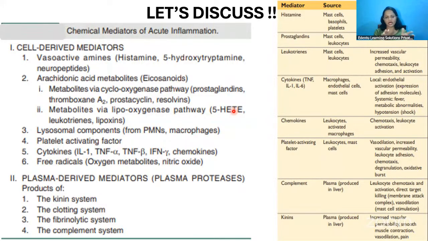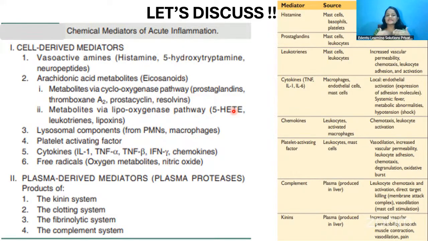Such chemicals are called the chemical mediators of inflammation. These chemicals can be released from the inflammatory cells itself, or they can be released from the plasma, or from the injured or damaged tissue. These chemical mediators of acute inflammation we are broadly dividing into two types. One is cell-derived mediators, that is, they are released from the inflammatory cells. Next we have the plasma-derived mediators, that is, they are released from the plasma.